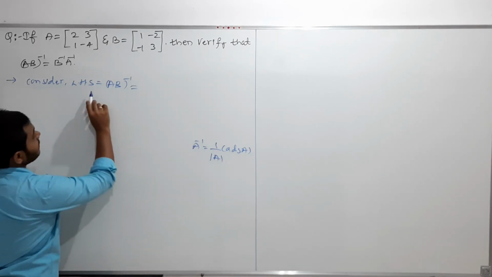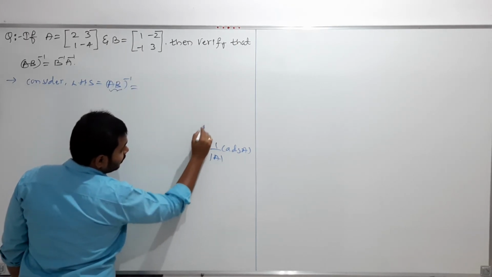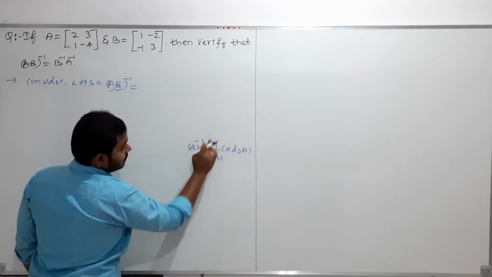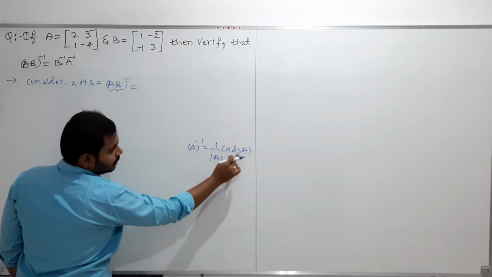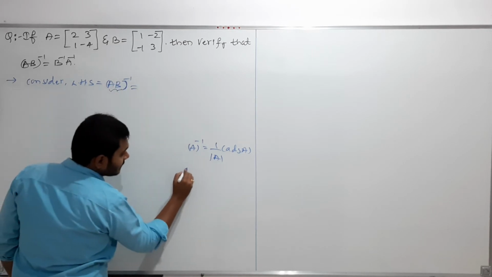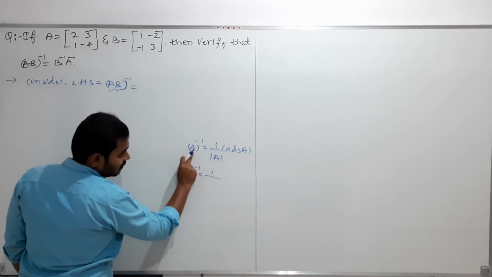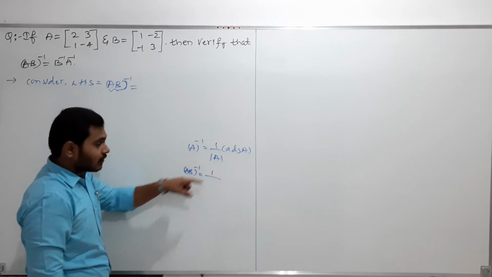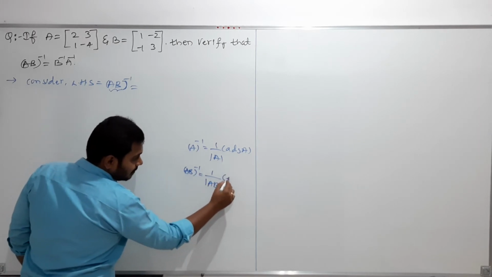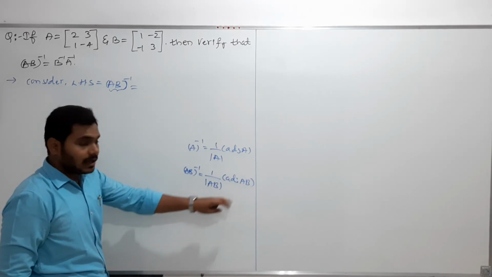But my dear students, what are we finding? (AB) inverse. If I wanted to find only the inverse of A, how should I write? A inverse is equal to 1 divided by determinant of A into adjoint of A. But now I require (AB) inverse. So (AB) inverse is equal to 1 divided by determinant of AB into adjoint of AB. Clear? So adjoint of AB I require.